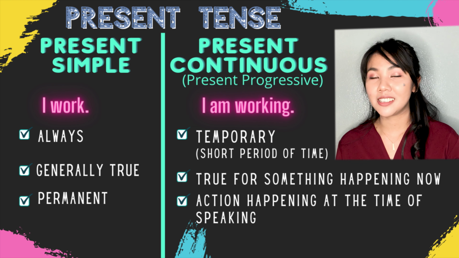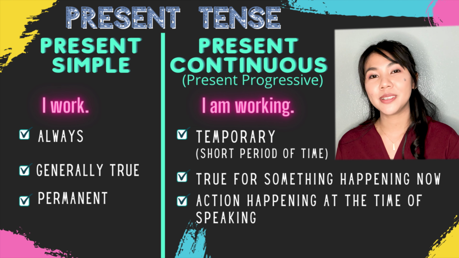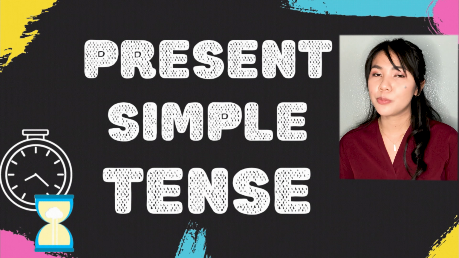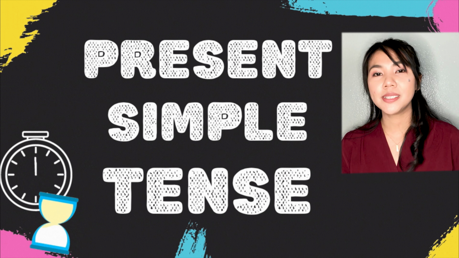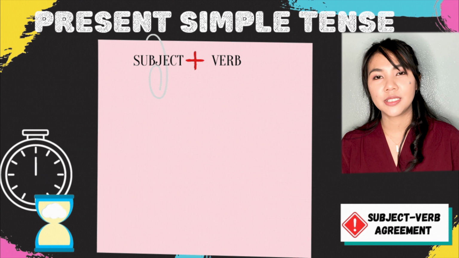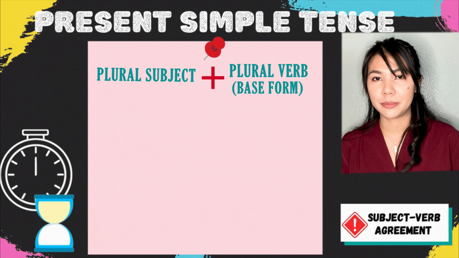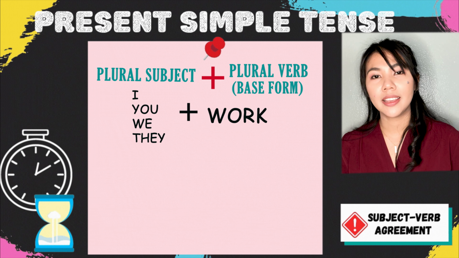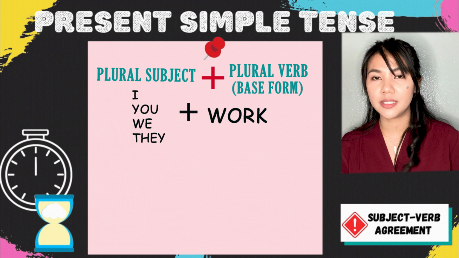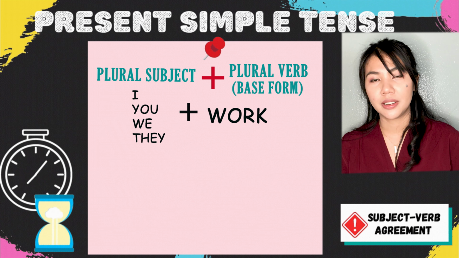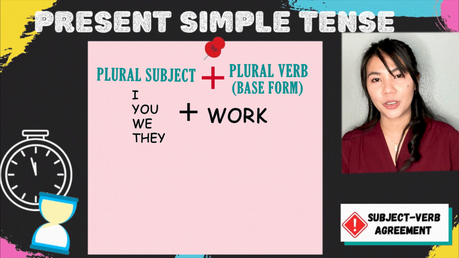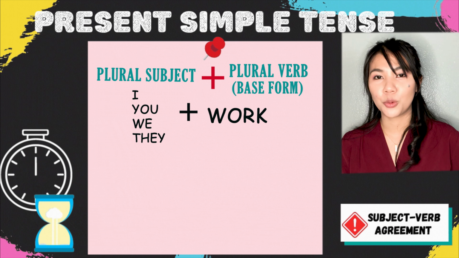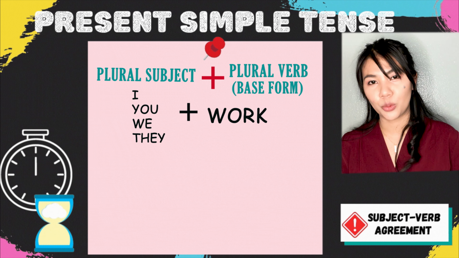Now, let's focus on our main lesson for today, the present simple tense. So how does this present simple tense actually work? And what does it sound like? Present simple tense looks like this. Plural subject plus plural verb. Pronouns I, you, we, they follow the same rule. Repeat after me. I work. You work. We work. They work.